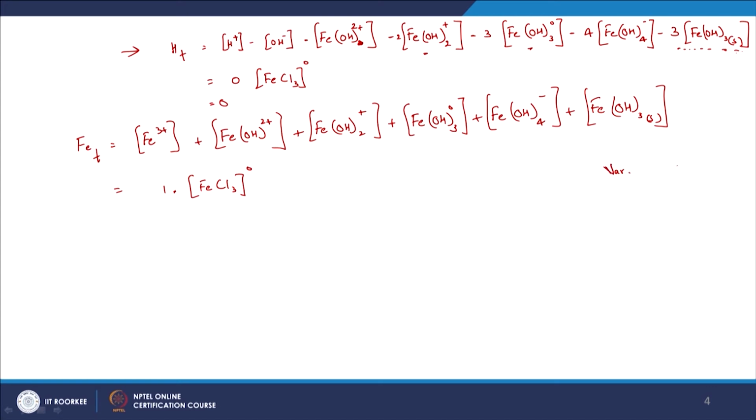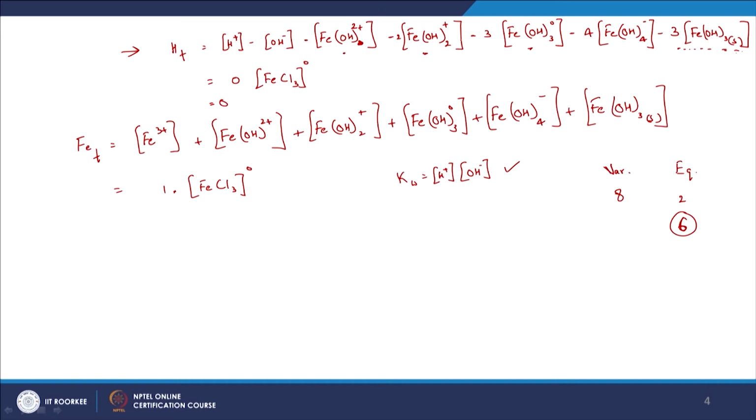But how many equations do I have so far? I have 2. So I have 8 variables and 2 equations. So I still need to come up with 6 more equations, right? So how do I come up with that now? Obviously I have one equation: Kw is equal to H plus times OH minus, right? So that's one particular equation, yes. So what are some of the other equations here? I still need to come up with 5 more equations.